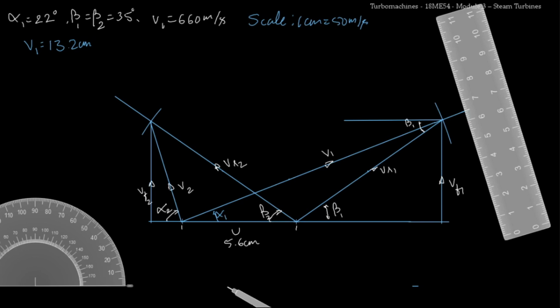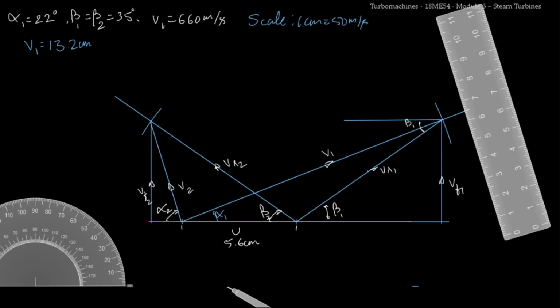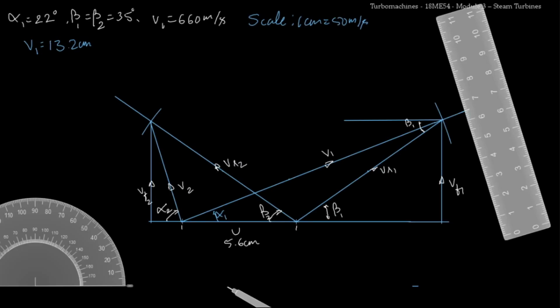So here in this problem we need to find out U as well as the blade efficiency. For blade efficiency, I'll write the equation for the blade or the diagram efficiency here, that is given by 2 into U into delta VU divided by V1 square. So I need to know V1, I need to know U, and I need delta VU. So from the velocity triangle, now I'll measure delta VU.